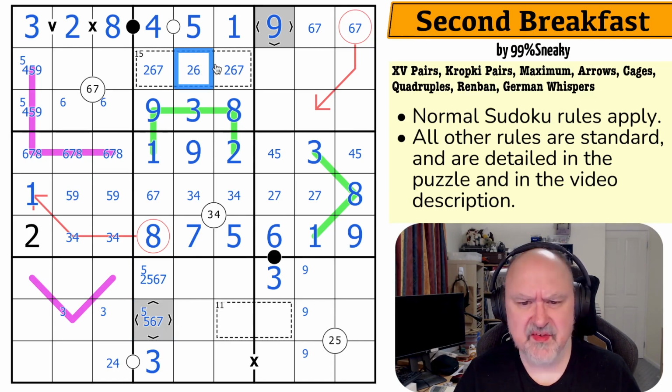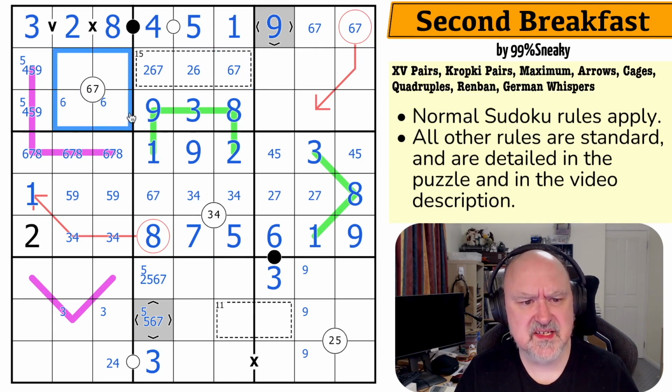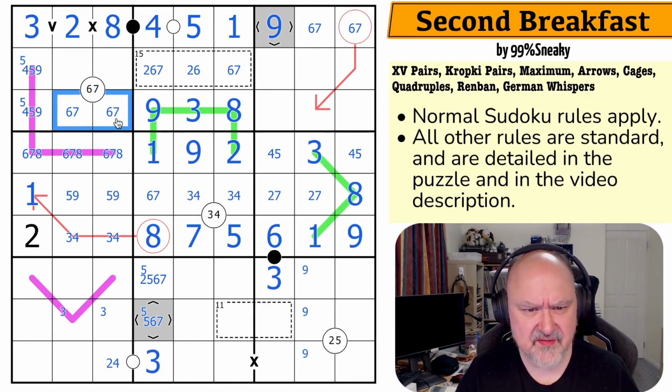There's no 7 there by Sudoku. There's no 2 there by Sudoku. This 6, 7, oh, 2, 6, 7. Where's 6, 7 around here? This is actually the 6, 7 pair.